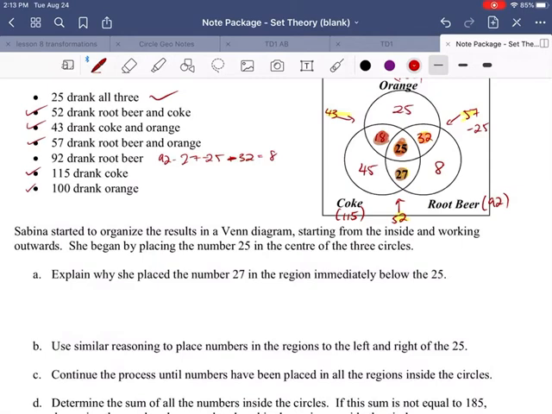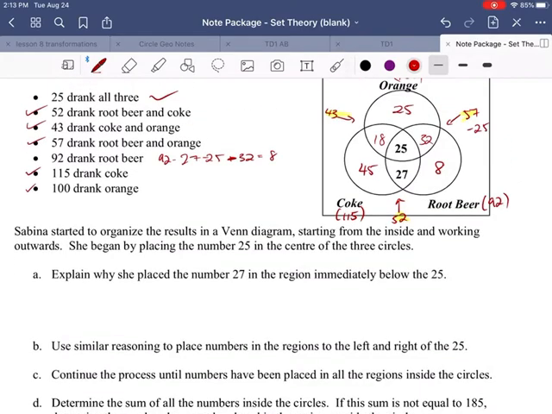So Sabina started to organize the results in a Venn diagram, starting from inside the circles and working outwards. She began by placing the number 25 in the center of the three circles. So she did that, and that's shown on the diagram. Okay, 18 and 32.